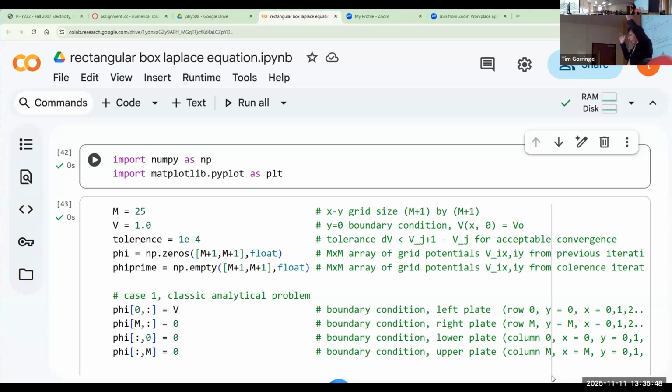Remember, we got grounded left and right, grounded on top, and we've got a finite potential on the bottom. That's 1 volt. Here I'm setting up the boundary conditions on the mesh for the results of the current trial, which is kind of the initialization. So phi on the left-hand wall and right-hand wall, and on the top, is set equal to 0, and phi on the bottom is set equal to 1. These are the boundary conditions.